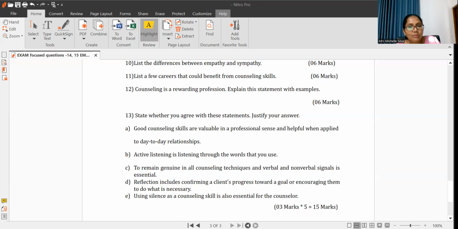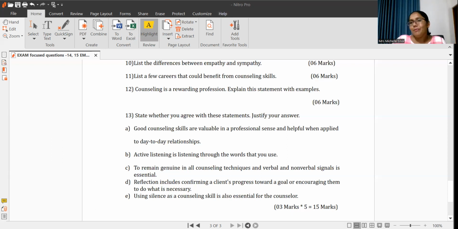Using silence as a counseling skill is also essential for the counselor. Yes, silence is really essential for a counselor. The last sentence is the answer, because counseling offers an opportunity for the counselor to thoughtfully consider what has been communicated and how to respond in the most vivid and constructive way possible. I have told you this before also. So therefore, this skill is very essential to understand thoughtfully how you should communicate, and to respond to the client in a very constructive manner.